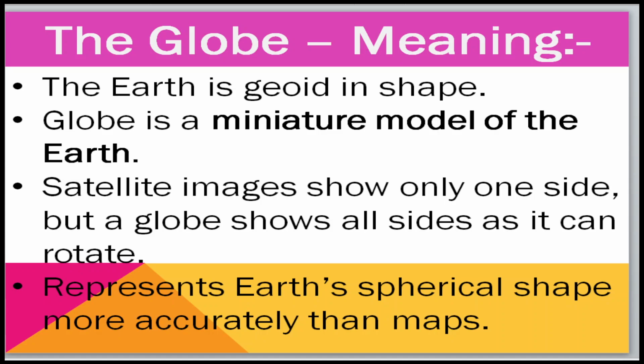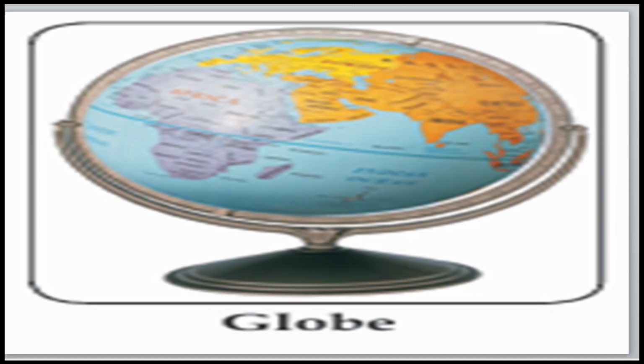Next, it represents the earth's spherical shape more accurately than maps. Why are we going to use globes? Because the globe represents the shape of the earth as it is. On a map you cannot represent that, but on a globe you can represent the earth's shape. Because of that we use the globe. Here it is, the globe.